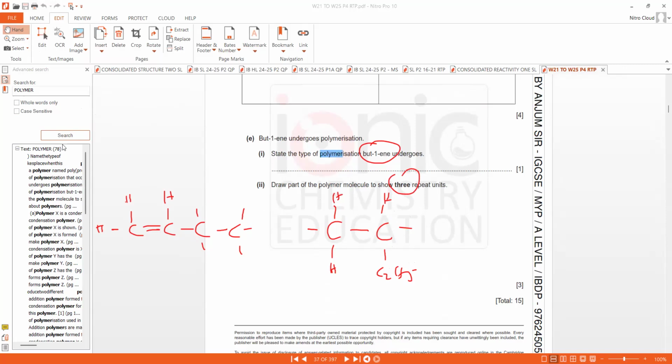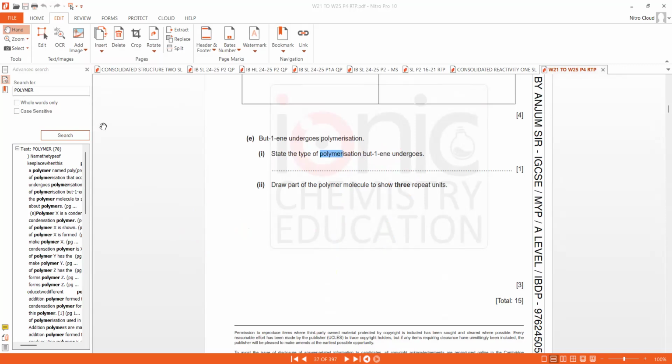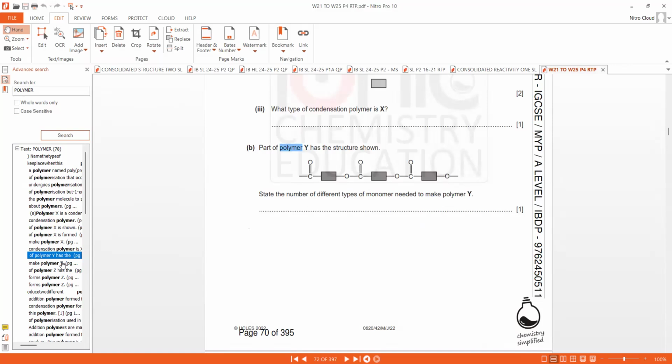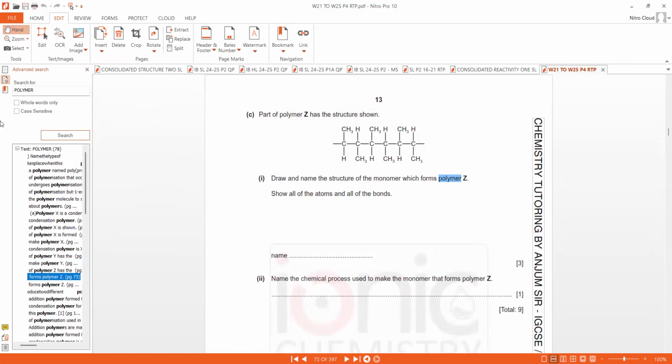Okay, now there can be questions where they give you the polymer structure and ask you to draw the monomer. So we'll see the question on that. Okay, this is the structure of the polymer, and you have to show the structure of the monomer. So this is in fact the simplest one.